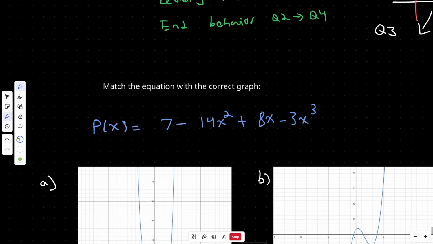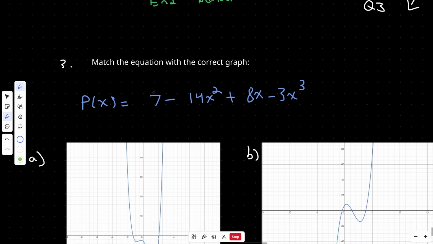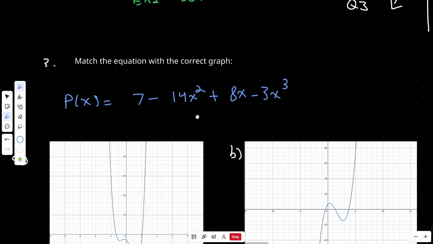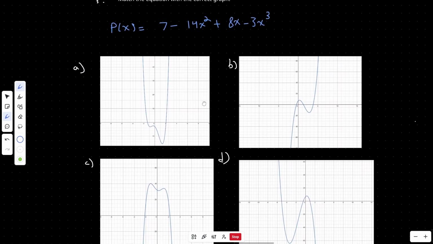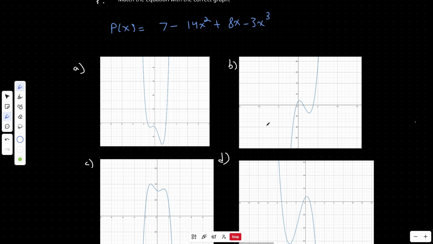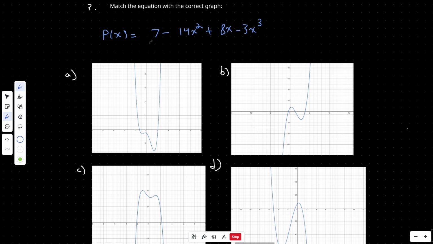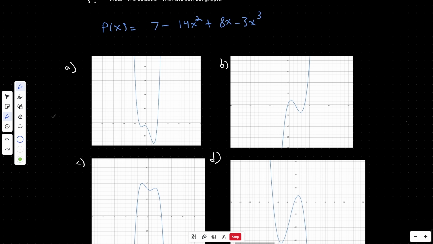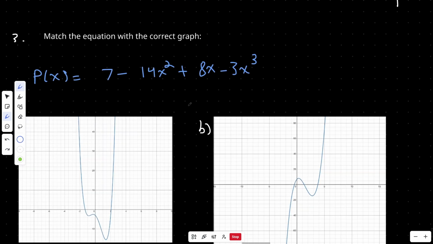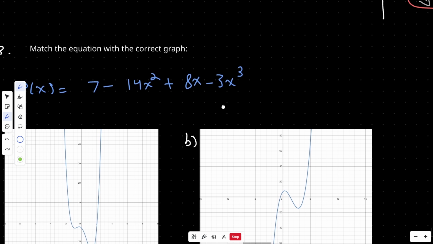So lastly, question number 3 asks us, match the equation with the correct graph. Okay. So we're given 4 different graphs here, and we have to match the equation. What I'm going to do straight off the bat is figure out my end behavior, because that's going to tell me exactly which one of these graphs my equation matches up with. In order to figure out the end behavior, I'm going to need degree. So we can write in degree.